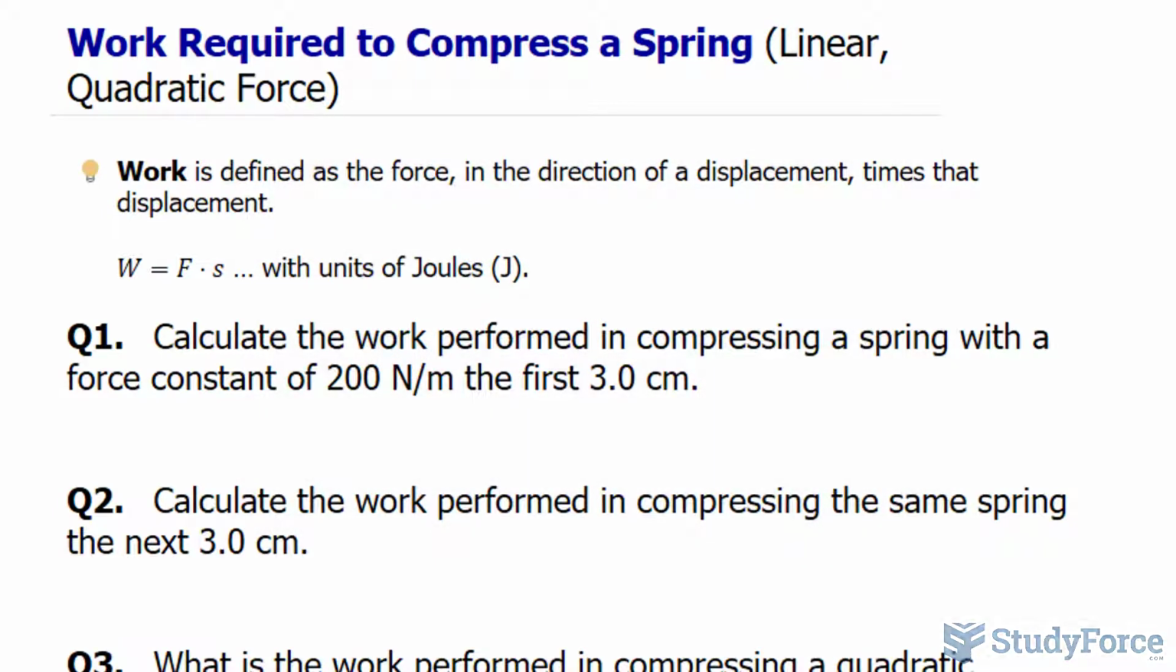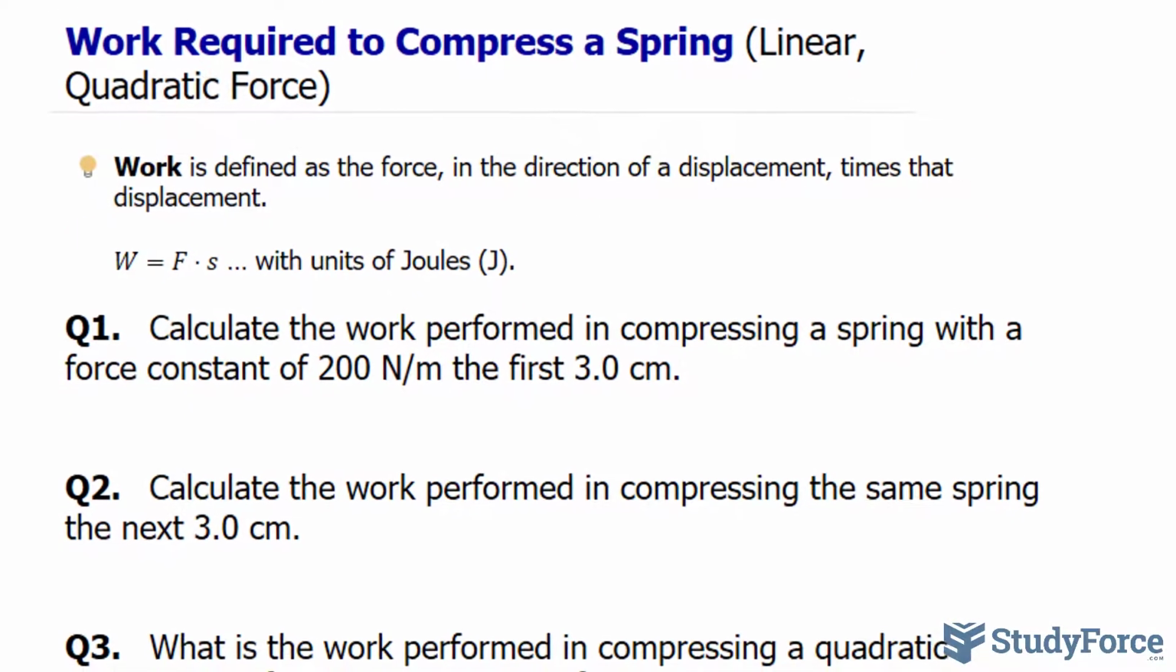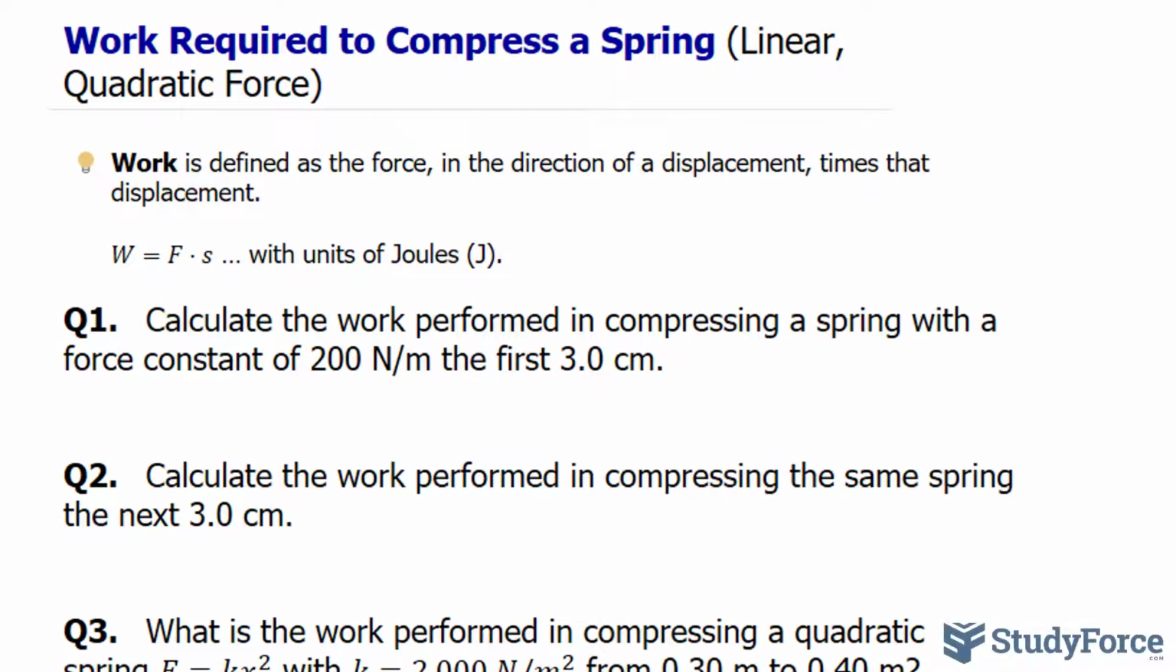We'll discuss how to come up with the formula for work when force is being applied parabolically in question number 3. So with that being said, let's begin with question 1. Calculate the work performed in compressing a spring with a force constant of 200 newtons per meter the first 3 centimeters. So since we're working with newtons and meters, this number right here needs to be in meters. So let's change that into meters first.